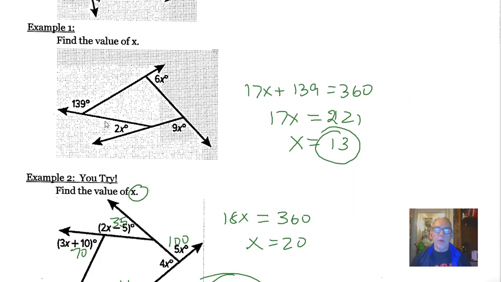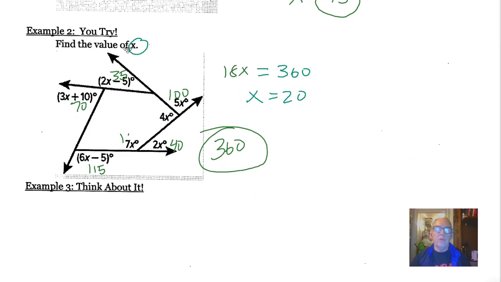Here we have a quadrilateral. There are 4 angles, but it doesn't matter. Those exterior angles, one at each vertex, need to add to 360. We have 17x plus 139 equals 360. When we simplify, take 139 away and divide by 17, we get x is equal to 13. And all we had to do for this one was find the value of x.